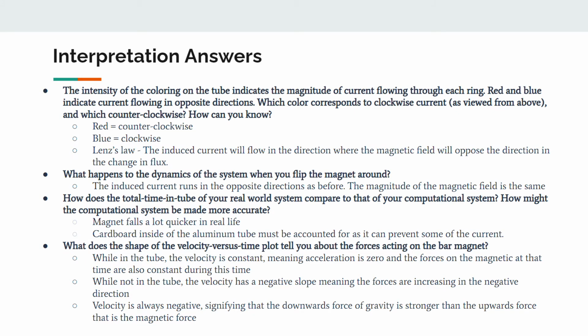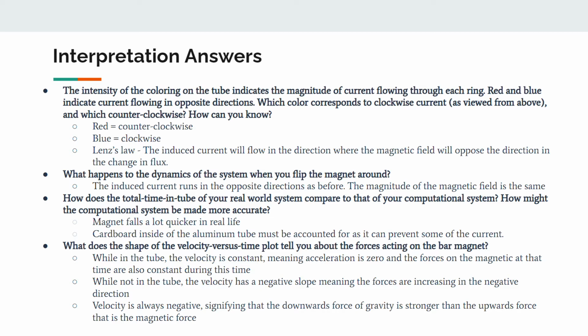The intensity of the coloring on the tube indicates the magnitude of current flow through each ring. Red and blue indicate the currents flowing in opposite directions. Red is the color for counterclockwise, while blue is the color for clockwise. Using Lenz's law, the induced current will flow in the direction where its magnetic field will oppose the change in flux.